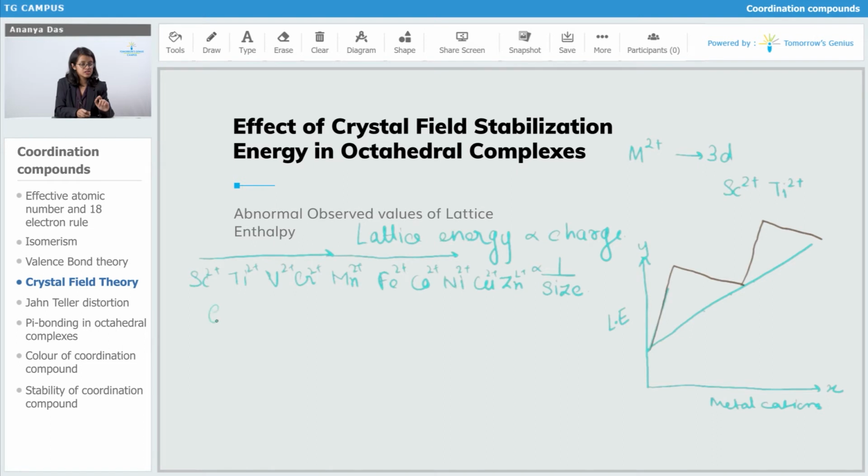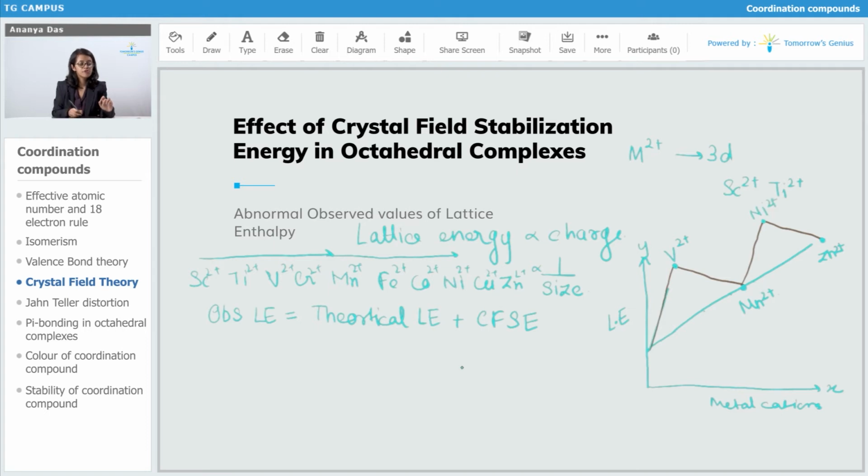The observed lattice energy is equal to the theoretical lattice energy plus CFSE. Now, the higher the CFSE a complex has, the higher its lattice energy is going to be. For example, here at the top lies vanadium 2 positive. Here at the bottom lies manganese 2 positive. Okay, and here again lies Zn2 positive, and again at the top lies Ni2 positive.